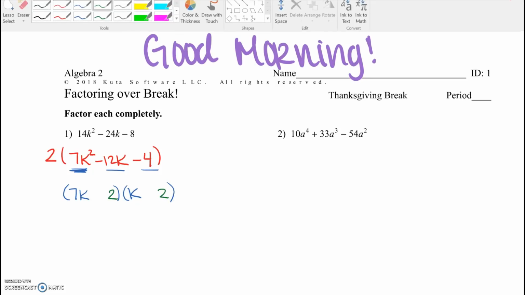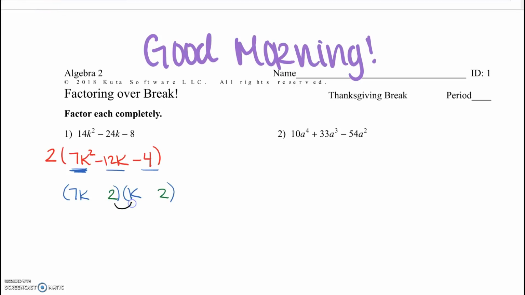And then with a trinomial, like we did when we were multiplying, this term, 2 times k is 2k, and 7 times 2 is 14k, need to add to the middle term. So my middle term here is a negative 12k. So if I have 2 and 14, if 14 is negative, then they will add to a negative 12. So 7 times 2 needs to be the negative, and 2 times k needs to be the positive.